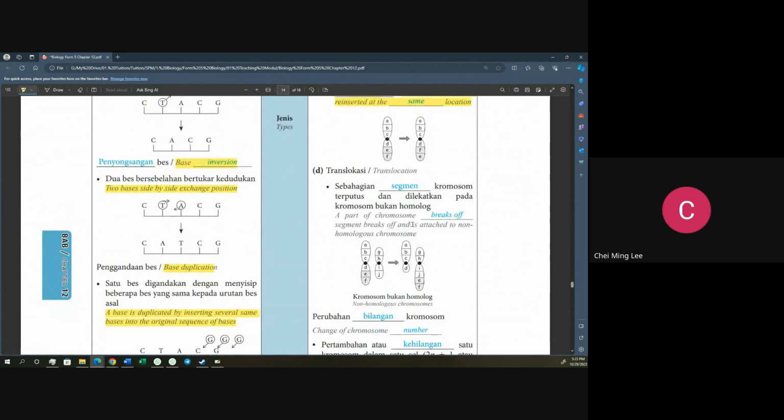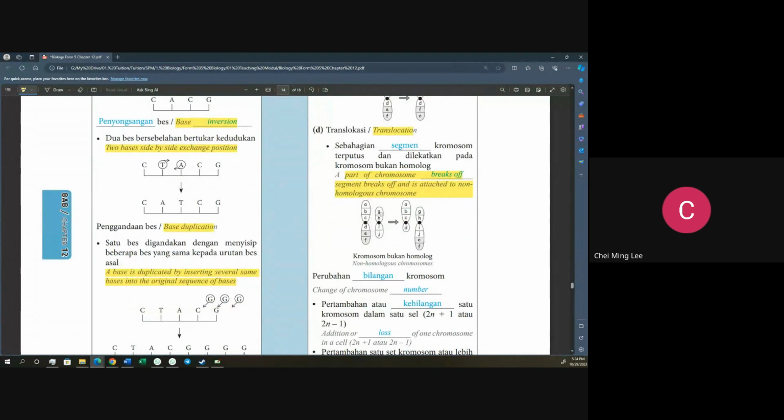And finally, translocation. Translocation is when a segment of the chromosome moves from one chromosome and inserts into another chromosome. So it changes chromosome suddenly. The part of the chromosome breaks off and attaches to a non-homologous chromosome. For example, this one, A, B, C, D, E, F, G, H, I, J. At first, this is a pair, and this is a pair. Then suddenly, E, F, they switch the place and combine with this one. So it becomes A, B, C, D, one chromosome, G, H, I, J, E, F, another chromosome.